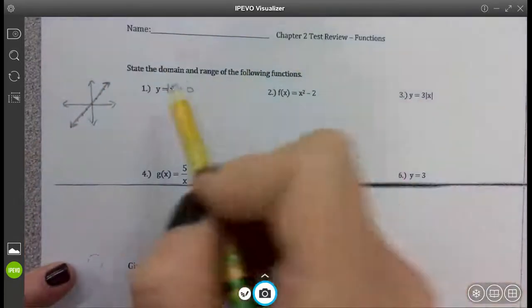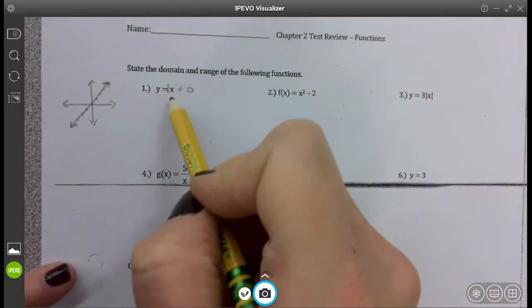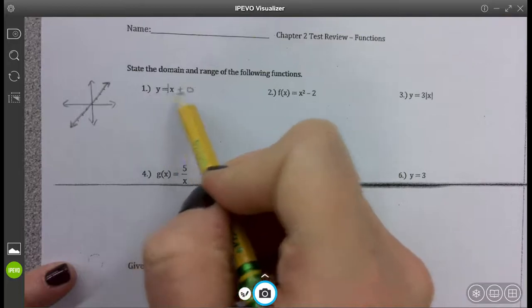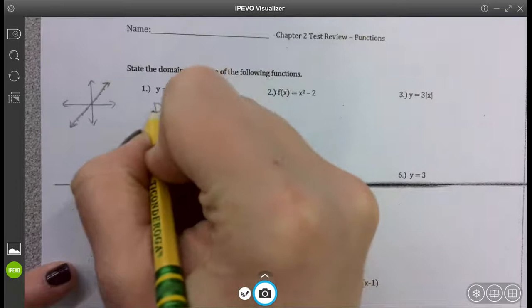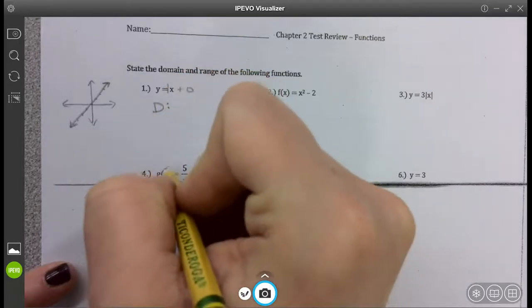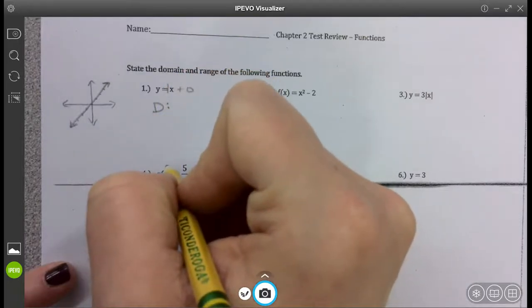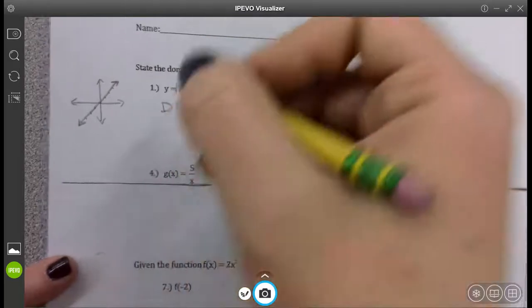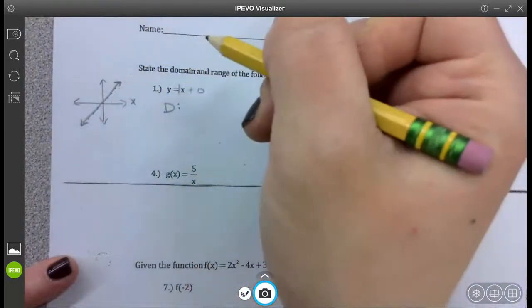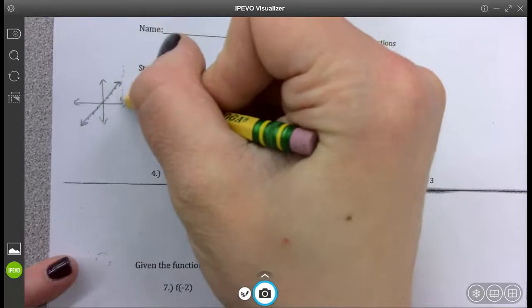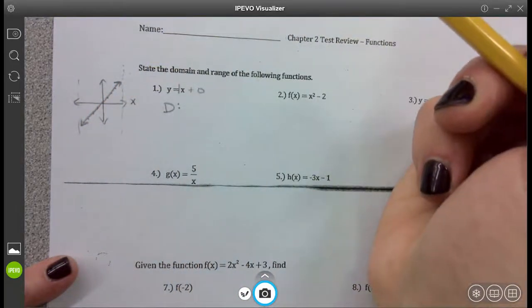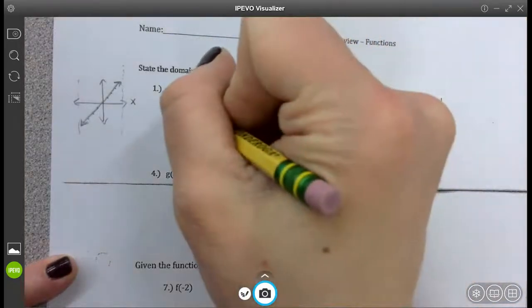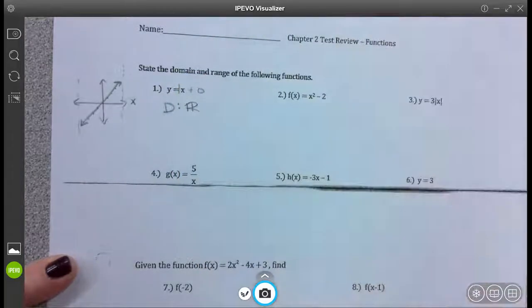So logically, can I put any number I want into a linear equation? Are there going to be any errors? No. So your domain would be what? All real numbers. I can put anything in I want. If we went over here to our x values and we try to put a barrier here and a barrier here, there aren't any barriers it's not going to break through. It's not restricted. So our domain is all real numbers.